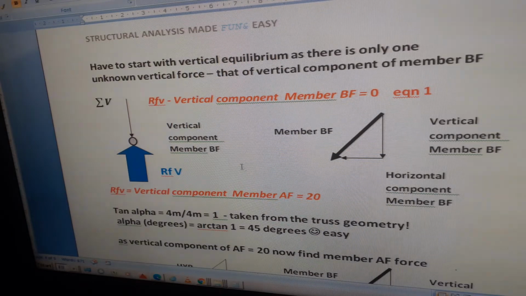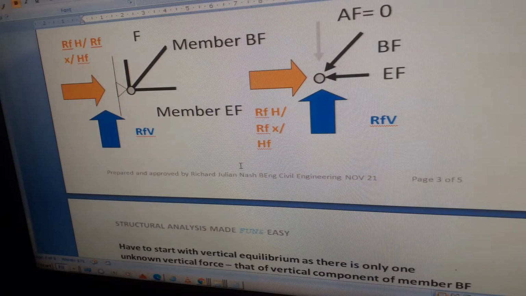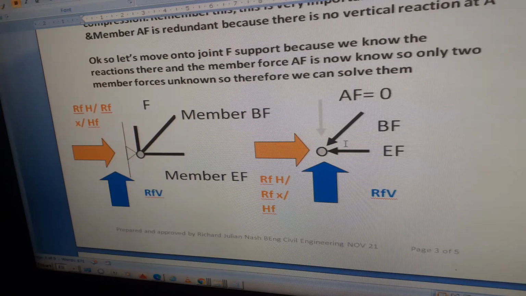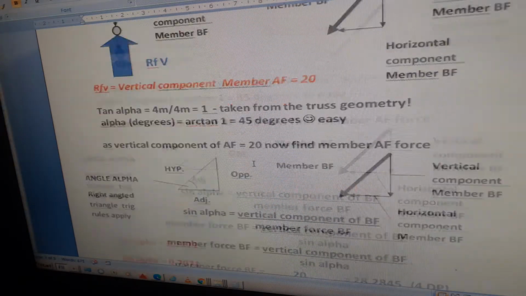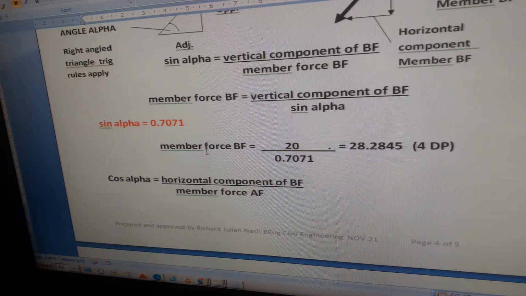It's just that I did it a bit quicker because I used an educated guess as to which way it would be when I set them up. You can do that as well. If you can see that the reaction's going from left to right, horizontal, and up and down to up, then obviously member BF has got to be going downwards because it's got to balance. So the member force BF is 28.2845.